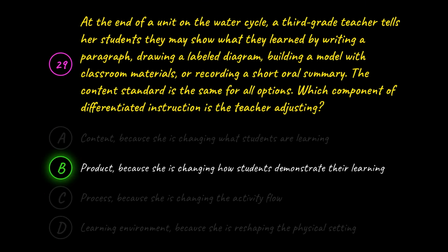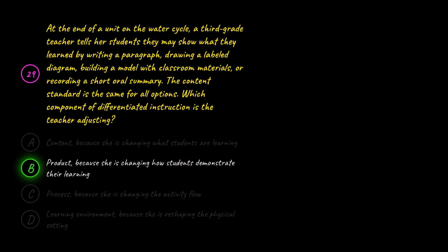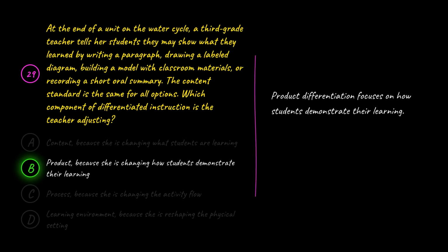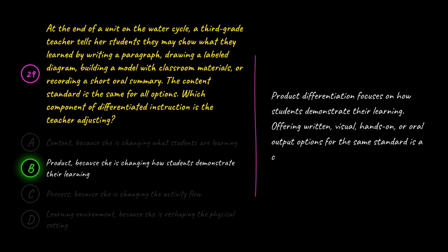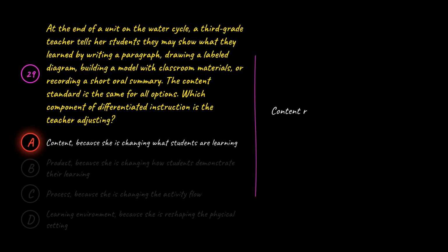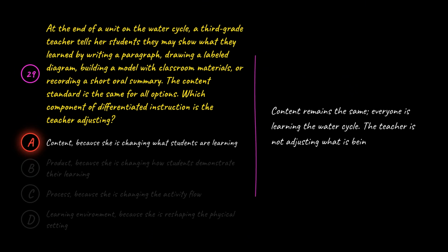The correct answer is B. Product, because she is changing how students demonstrate their learning. B is correct because product differentiation focuses on how students demonstrate their learning. Offering written, visual, hands-on, or oral output options for the same standard is a clear example of product variation. A is wrong because content remains the same. Everyone is learning the water cycle. The teacher is not adjusting what is being taught.